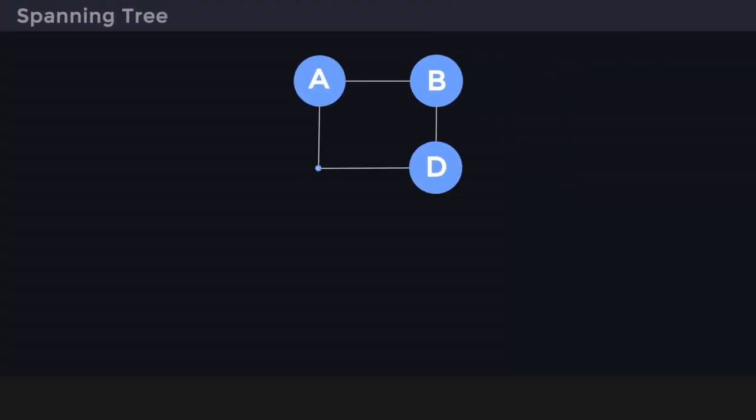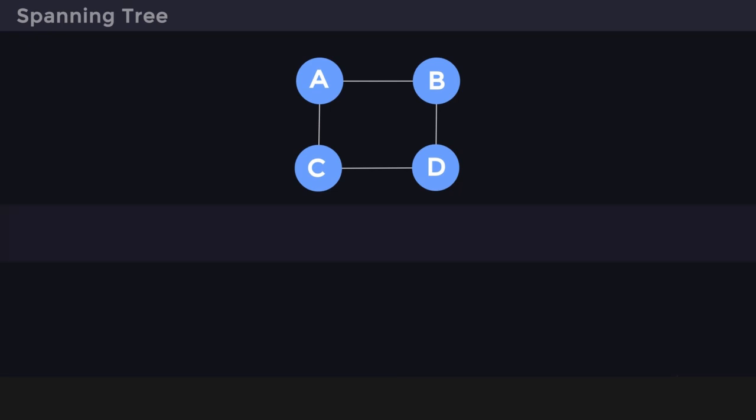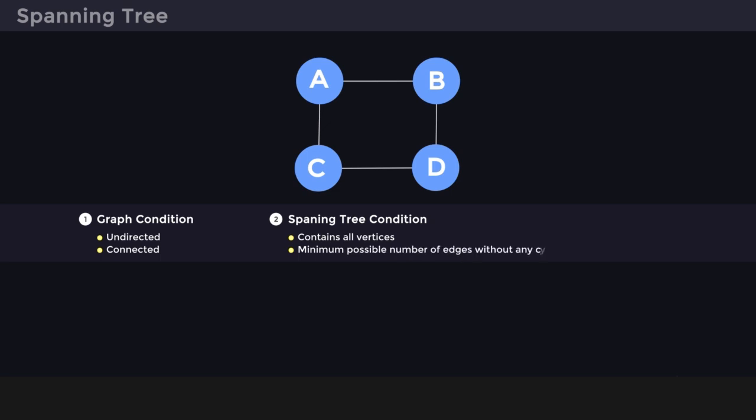Hello and welcome to the lecture about spanning and minimum spanning tree. A spanning tree is a subgraph of an undirected connected graph. It has some conditions that must be met. The graph must be undirected and connected. A spanning tree must contain all vertices with the minimum possible number of edges without any cycle.